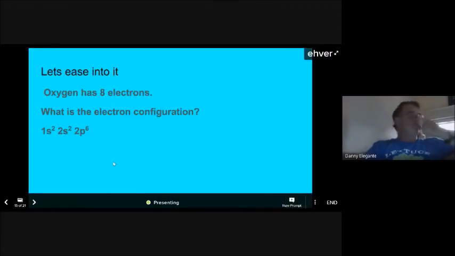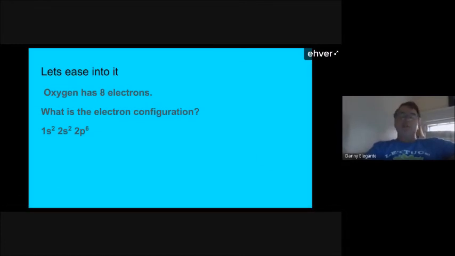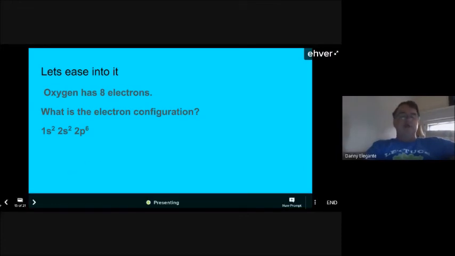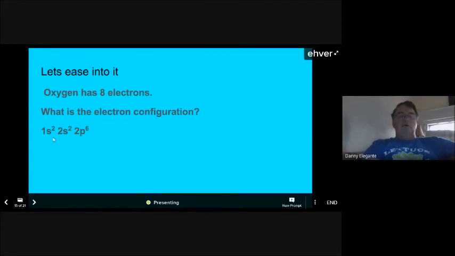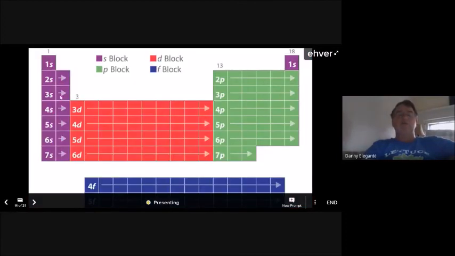So let's see if we can actually do one. Oxygen has 8 electrons, and what is the electron configuration? So it's 1s2, that's 2 of the electrons. And then after the 1s comes the 2s. So we put 2s and it holds 2, so that's a total of 4 electrons. And then you could put 6 in that 2p. So let me remind you, 2 in the 1s, 2 in the 2s.